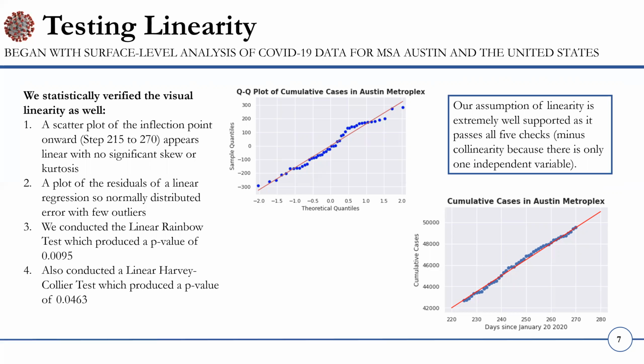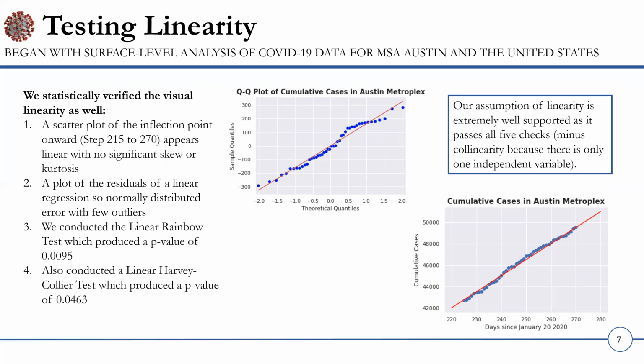Third, we conducted a linear rainbow test to check for linearity on the micro level of our data. This produced a t-statistic close to 0 and a p-value less than 0.05. Thus, we could reject the null hypothesis that there was not a linear relationship.